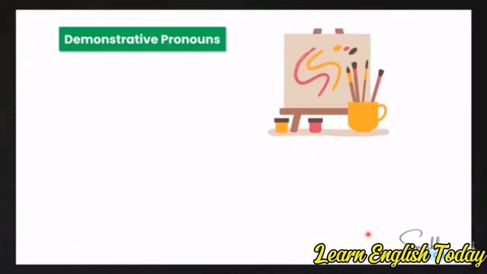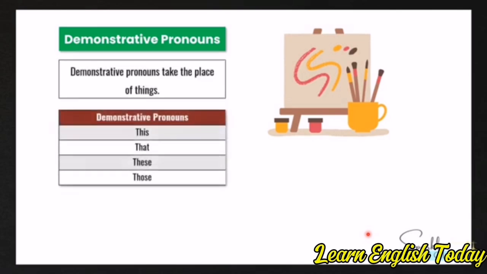Next, we have demonstrative pronouns. Demonstrative pronouns take the place of things: this, that, these, those. This we use for something that is close to us or something that we can touch, and that is for something that is further away. These is the plural form of this, and those is the plural form of that.